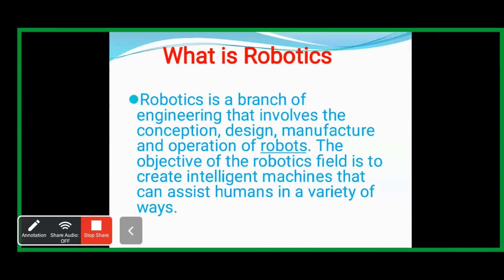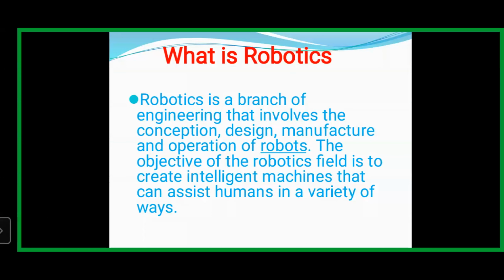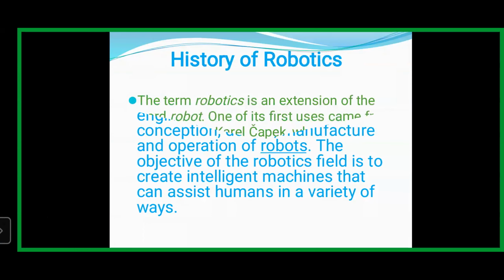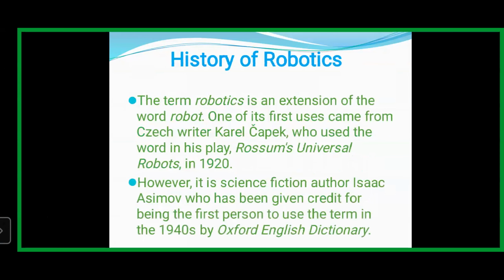Robotics is a branch of engineering that involves the concept, design, manufacture, and operation of robots. The objective of the robotics field is to create intelligent machines that can assist humans in a variety of ways. This field overlaps with electronics, computer science, artificial intelligence, mechatronics, nanotechnology and bioengineering.